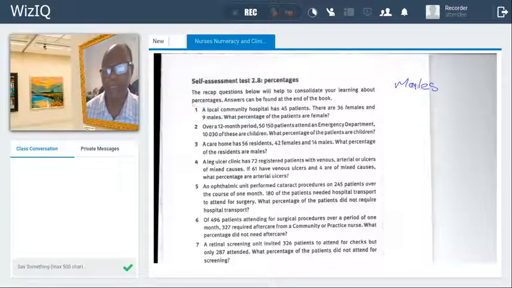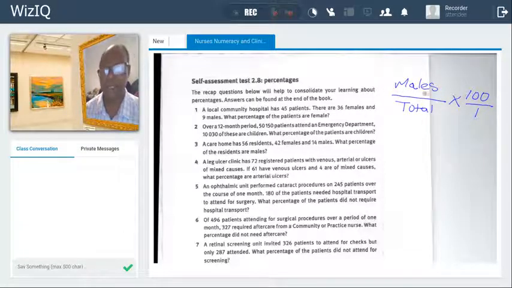Forgive me for my handwriting. I'm still trying to get used to this technology of ours. Okay, so males divided by the total. Very important to put this because it helps you to see what you are doing. And then you're multiplying by 100. The reason you're multiplying by 100 is that a percent means over 100. So when you say 20%, it means 20 over 100. 10% means 10 over 100. So we multiply by 100 because we've been asked to find percentages.